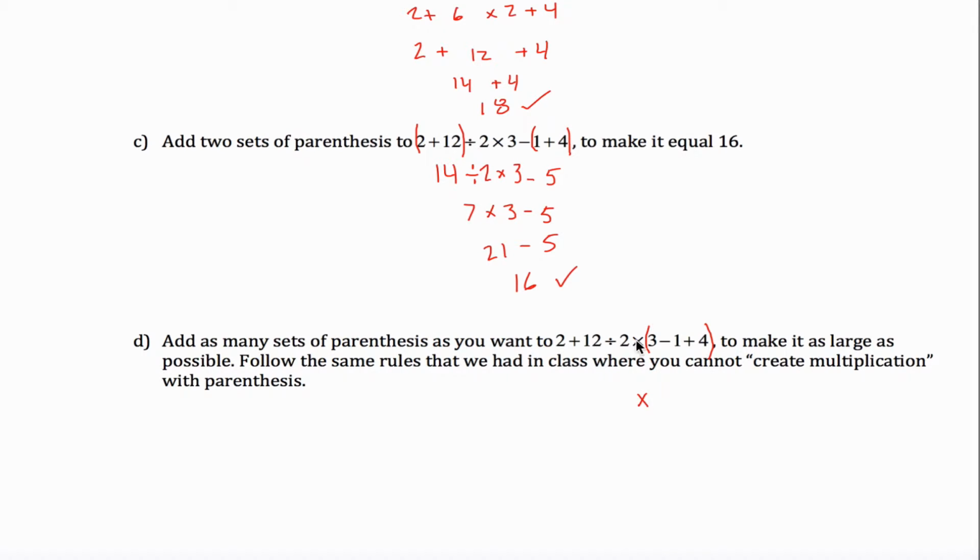Because then on the right side of this multiplication sign, I have a 6. 3 minus 1 is equal to 2, and 2 plus 4 is 6. And you can add more parentheses in here if you feel like it, but nowhere else will adding parentheses make this any bigger than 6.